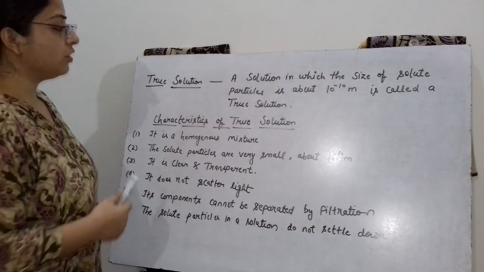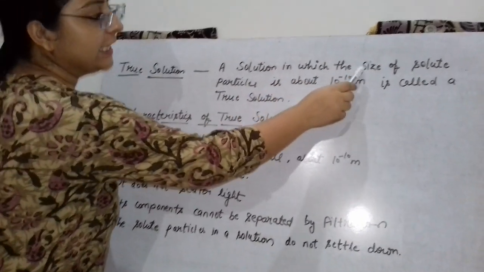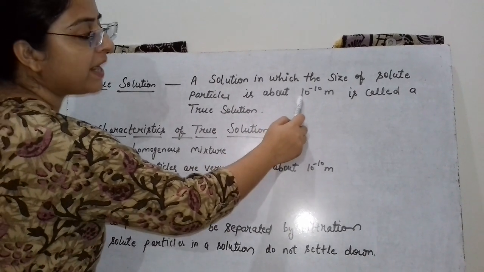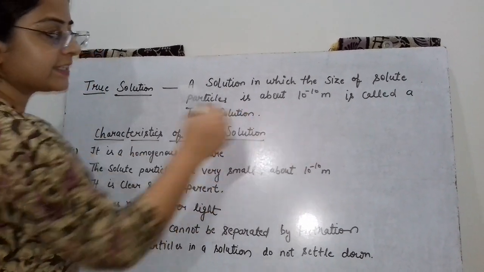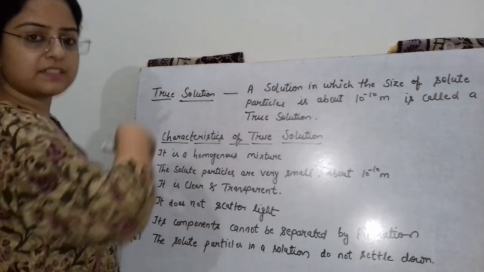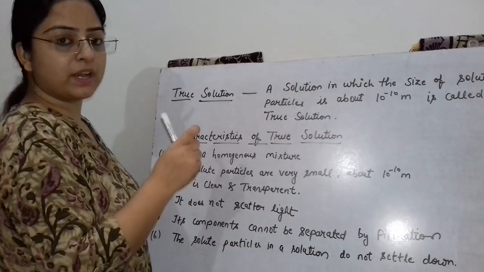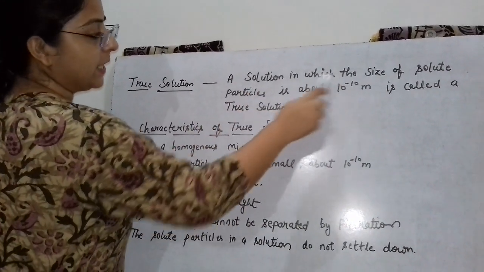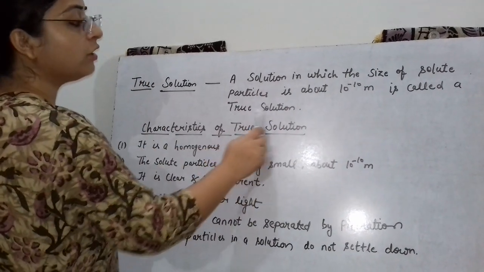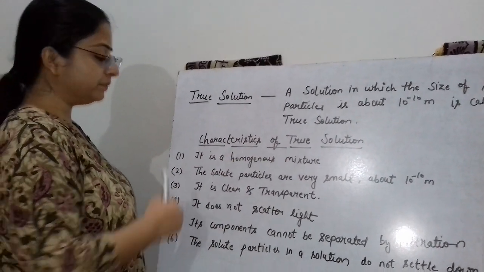Next topic is true solution. Now what is a true solution? A solution in which the size of solute particles is about 10 to the power minus 10 meter. Means the size of the solute particle is very small. The power is negative here, so this number will be in decimals, in points. So a solution in which the size of solute particle is about 10 to the power minus 10 meter is called a true solution. Now what are the characteristics of a true solution?